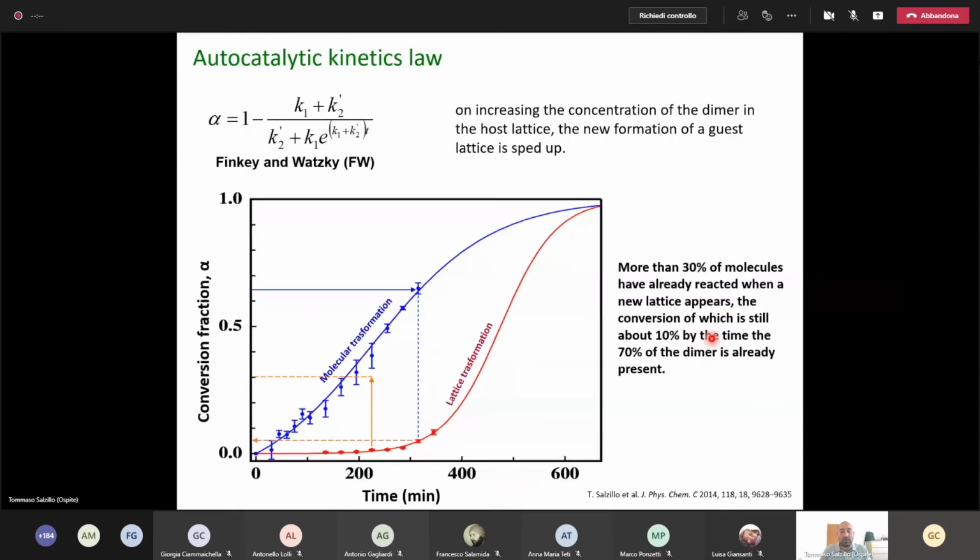So we decided to make a global fit, to try to find an equation that can fit our data, and to study the kinetics of both transformations, the molecular and the lattice transformation. This is something that is, let's say, not easy, but it's very nice to do by Raman. By X-ray there is some problem because X-ray can see just periodic structure. In this case we can probe both transformations at the same time and at the same spot. But anyway, what we found is that the lattice transformation is very, very slow, and it starts to occur only after 70% of the molecules have already reacted.